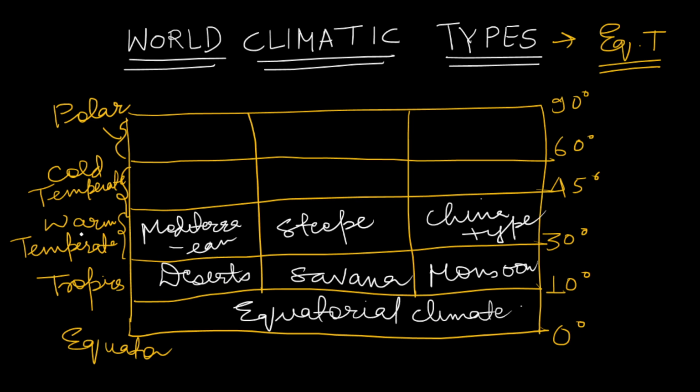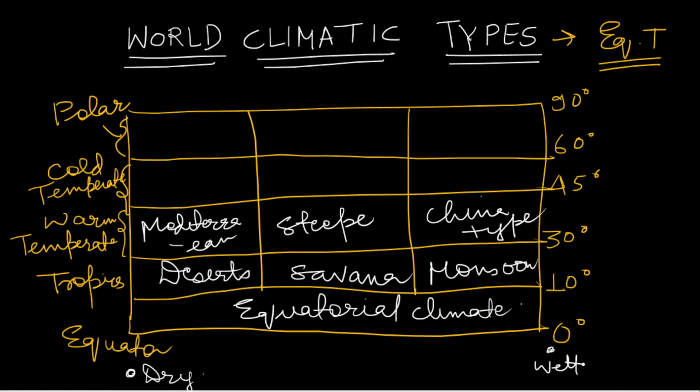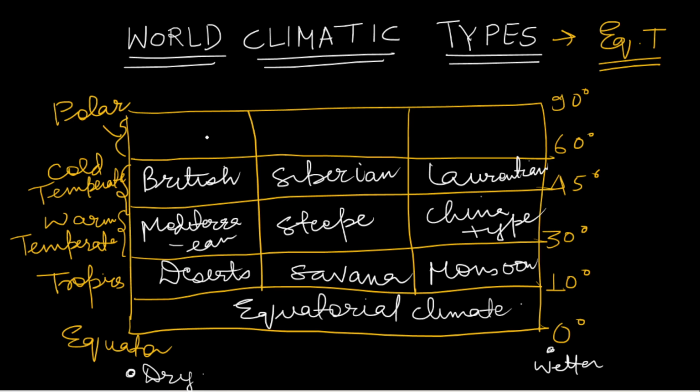So you can divide it that on this western side we are having drier climates as compared to the eastern sides, which are wetter. I am not saying that there is no rainfall on the western sides, but it is drier as compared to the wetter climate types we are mentioning in the east. Then you will have British type here. Then you have Siberian type, and then we have Laurentian type. And at the end, this whole portion is Arctic type, that is in the poles, Arctic type climate.